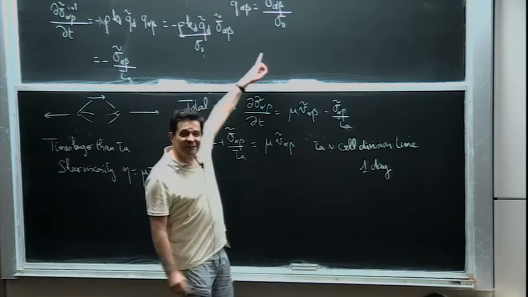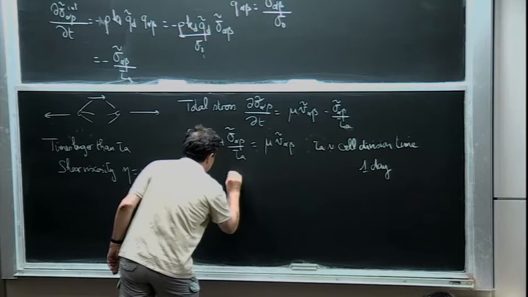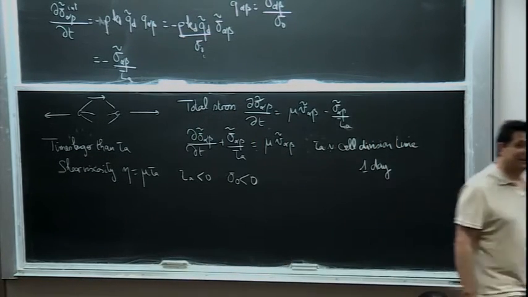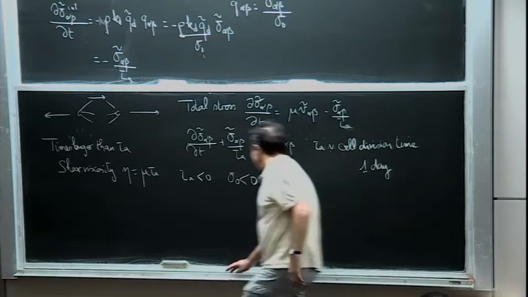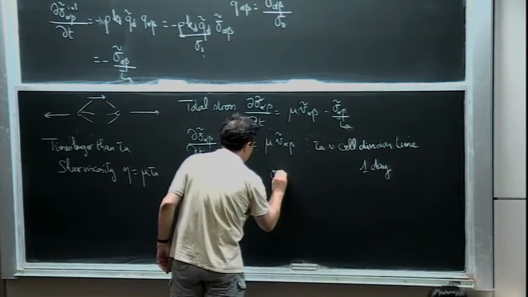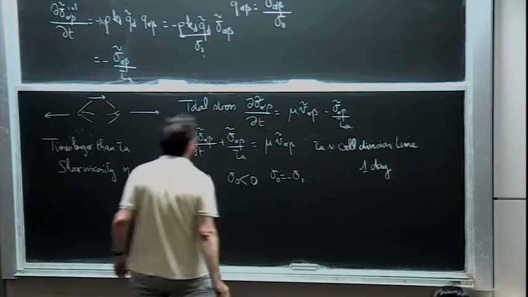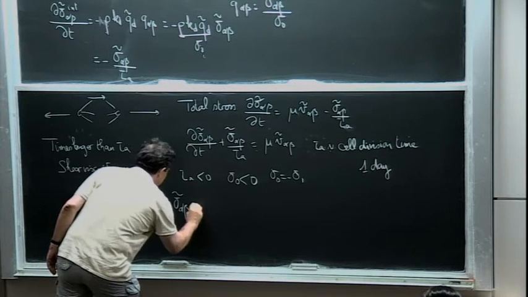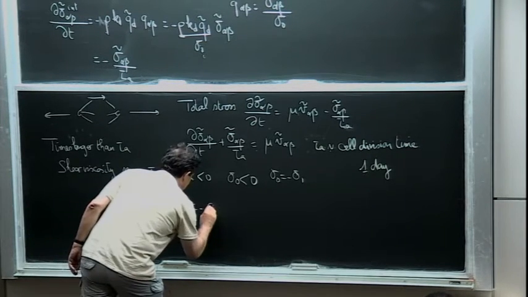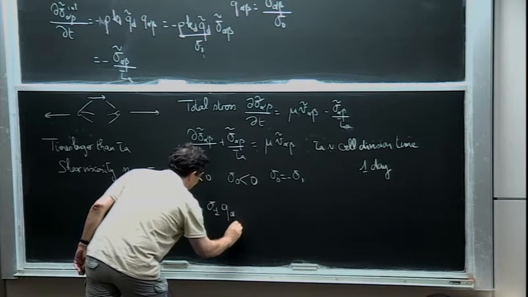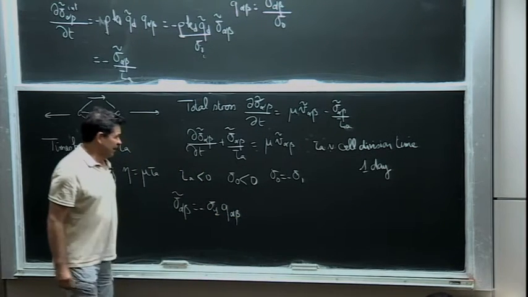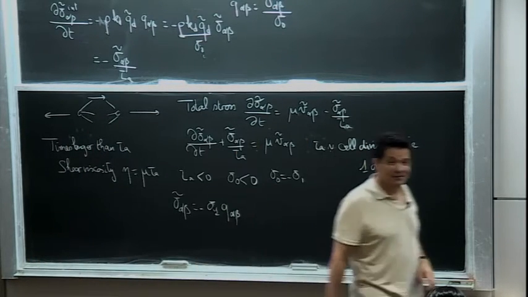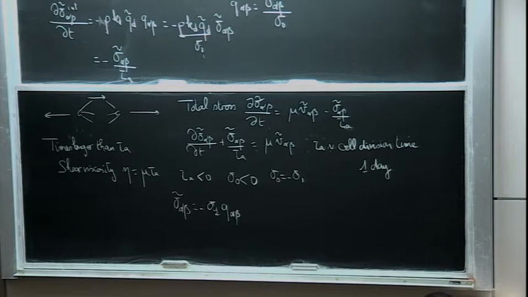Or if you want, sigma 0 smaller than 0. So that would tell me, I will write sigma 0 equals minus sigma 1. So it will tell me that sigma alpha beta tilde is equal to minus sigma 1 q alpha beta. And that wouldn't be okay because it would mean that the stress diverges. So I have to do some things to avoid the divergence of the stress. So how should I do that?